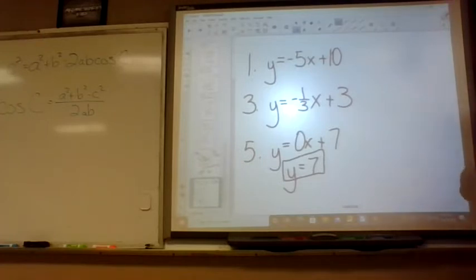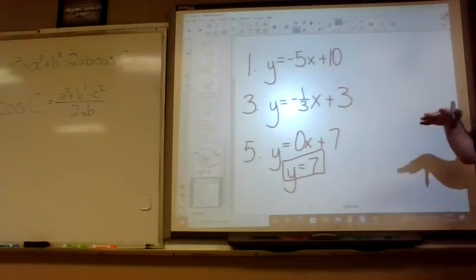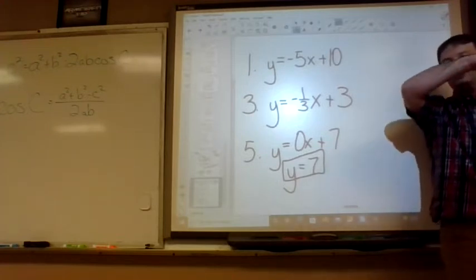You guys remember what the graph of that looks like? You go up to 7 on the y-axis and draw a horizontal line.